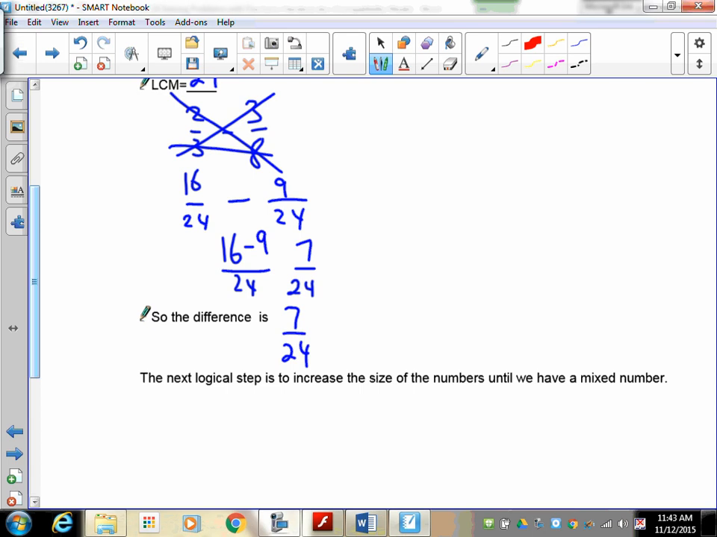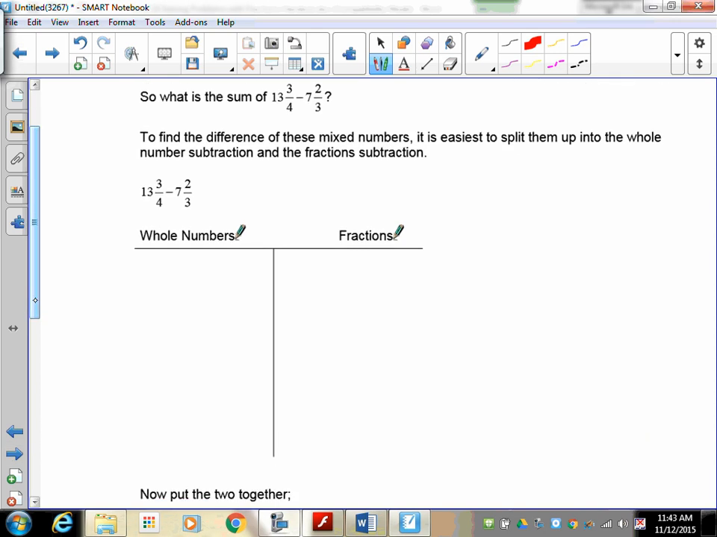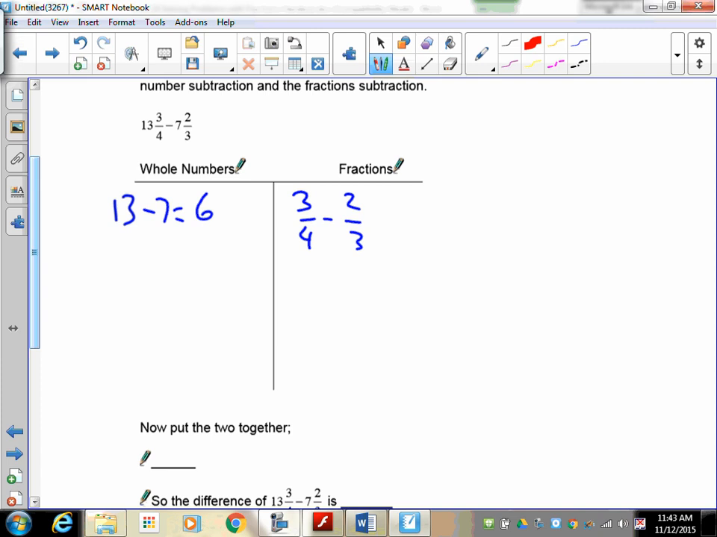So again, the next thing we have to do is step it up to mixed numbers. In mixed numbers, we're going to start out with splitting it up where it works, and then later on we're going to talk about borrowing. So we have 13 and 7, so I'm going to take 13 take away 7 over here, so of course that's equal to 6. And now I have 3/4 take away 2/3, and remember that in subtraction, order is important, you can't flip them around.